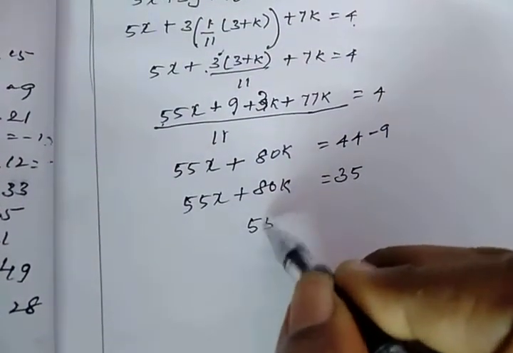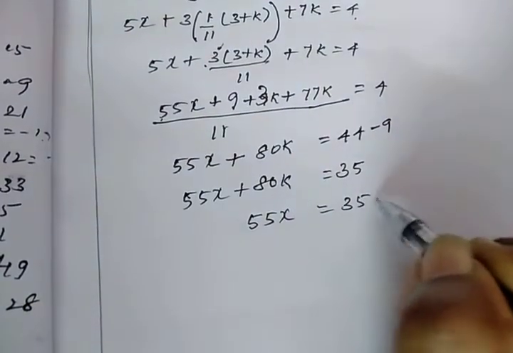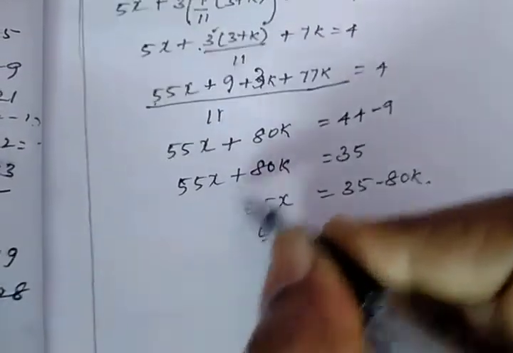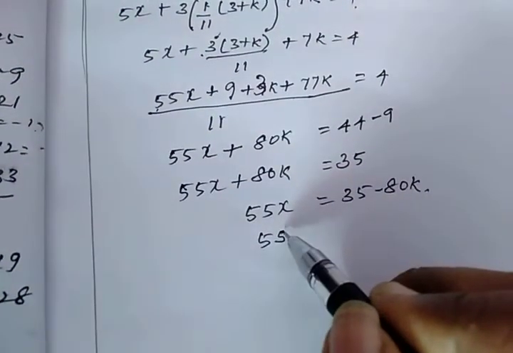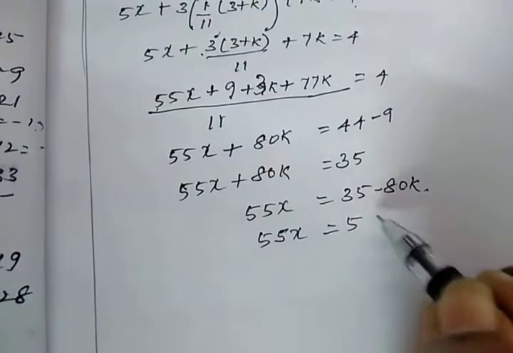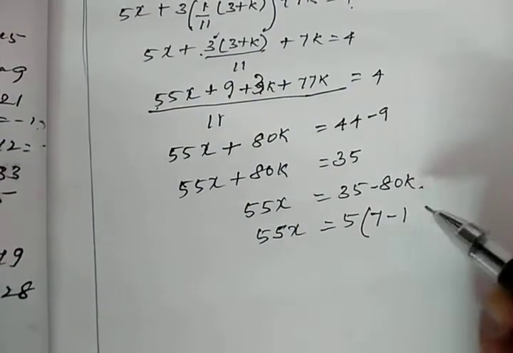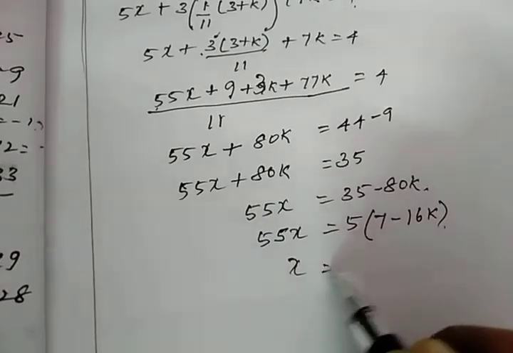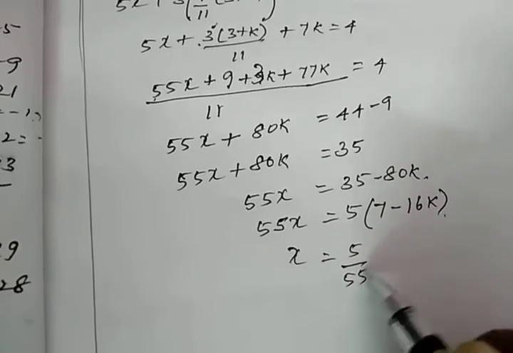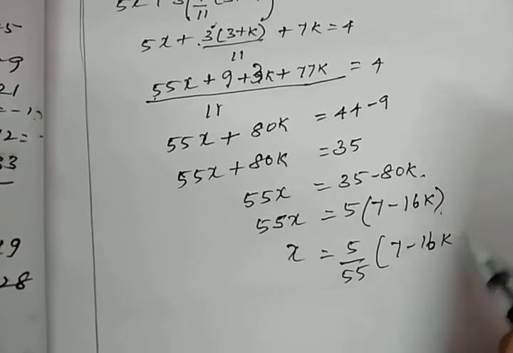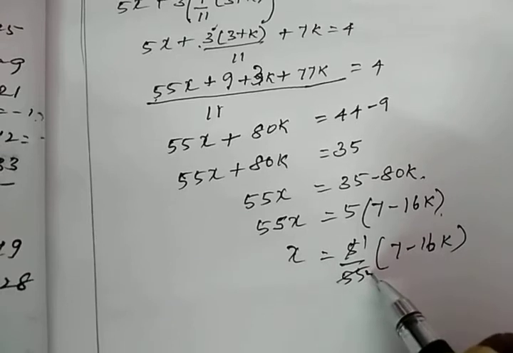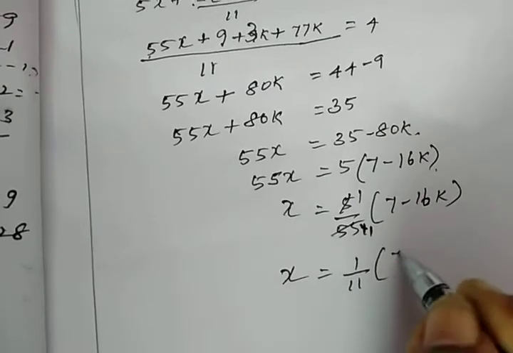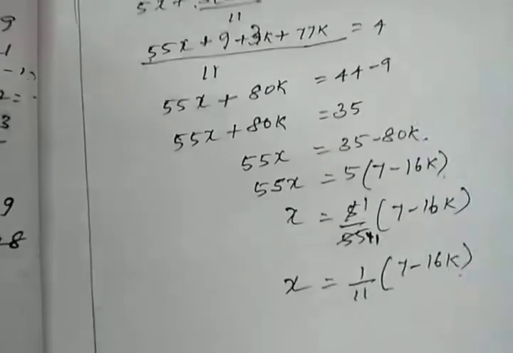For the value of x, 55x is equal to 35 minus 80k. So I'll take 5 in common. 7 5s are 35, 1 5 is 5, 16 5s are 80, so 5 into 7 minus 16k. x equals 5 divided by 55 into 7 minus 16k. When I simplify, I'll get 11. So x equals 1 by 11 into 7 minus 16k.